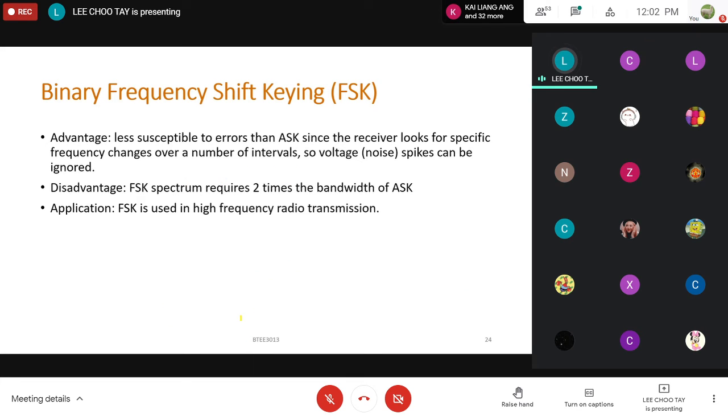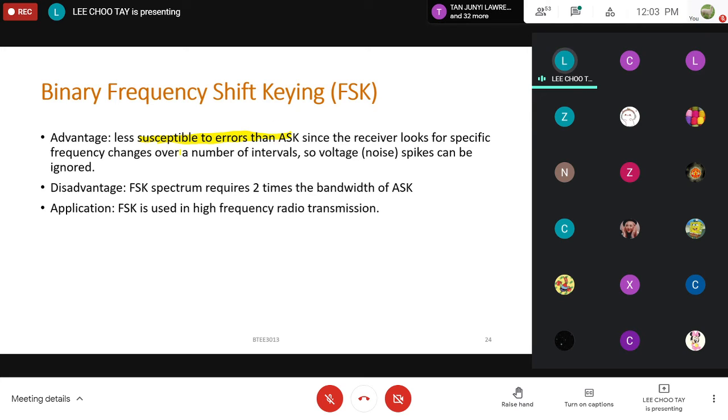So let's do a quick summary on the frequency shift keying. As you can see, FSK is now less prone to error compared to ASK, because we actually look for specific frequency only. The signal is now encoded in the frequency rather than the amplitude, so any change in your amplitude will not affect the recovery part of the circuit.